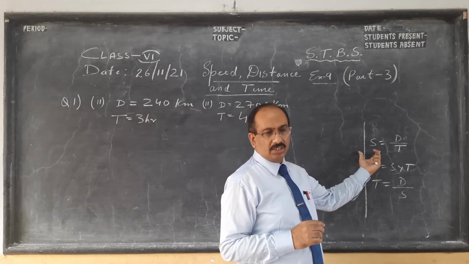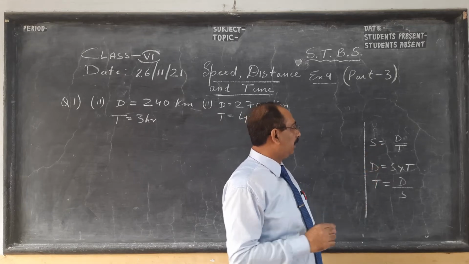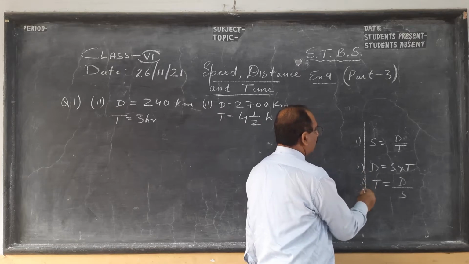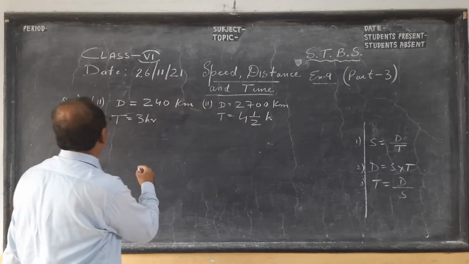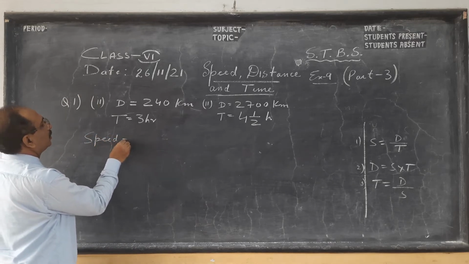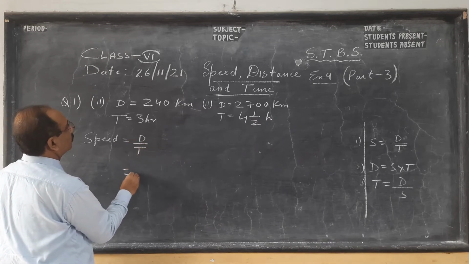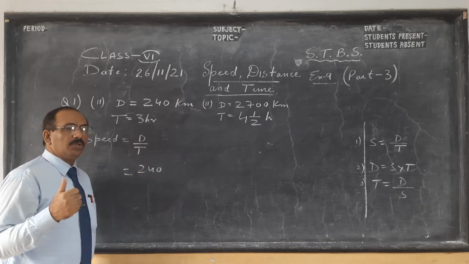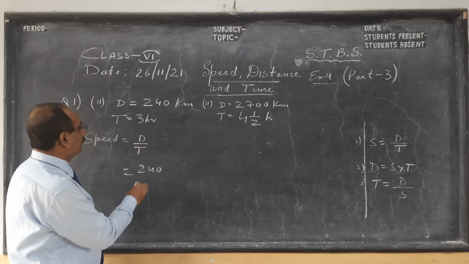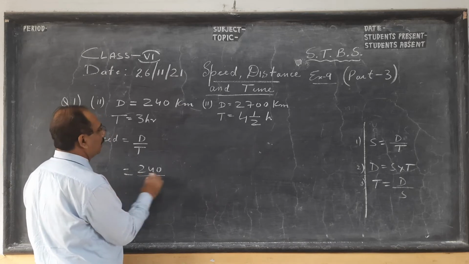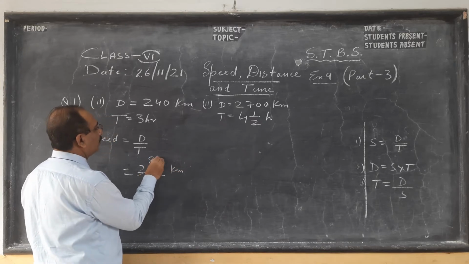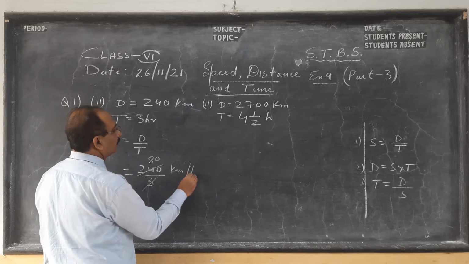So we have three formulas, children. First one is speed is distance by time, second one is distance is speed into time, and third is time is distance by speed. So here in the first question we have to find speed in kilometer per hour or meter per second as the case may be. So distance is 240. As I told you, speed is distance traveled in unit time. So once you divide with time, we get distance traveled in unit time. 8 3s are 24, kilometer per hour.